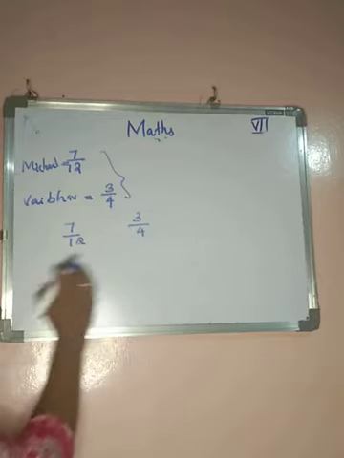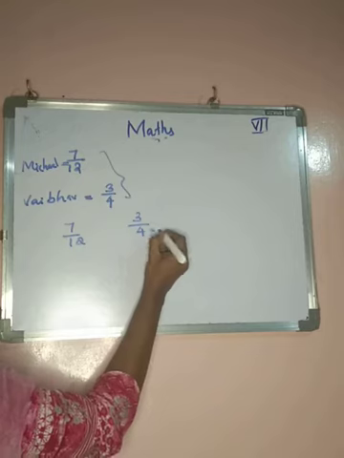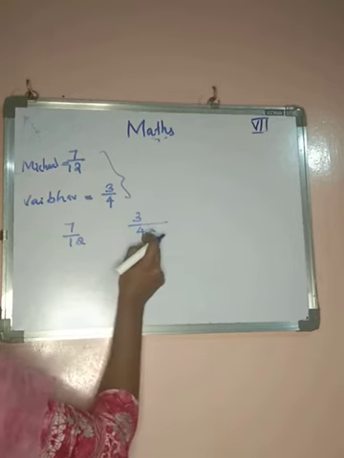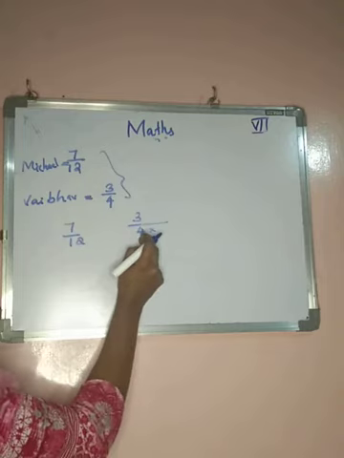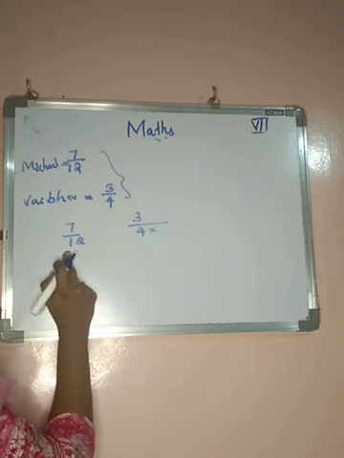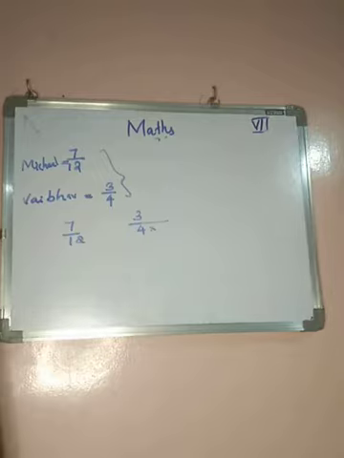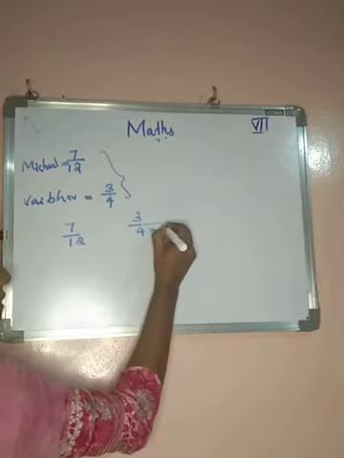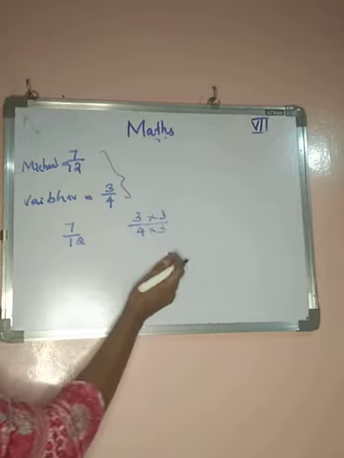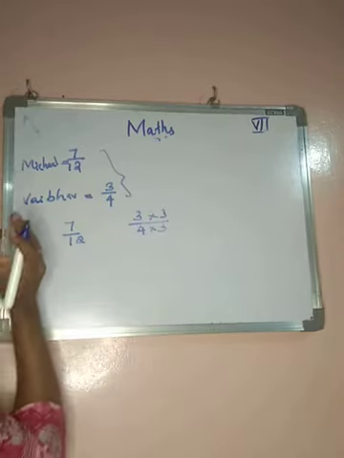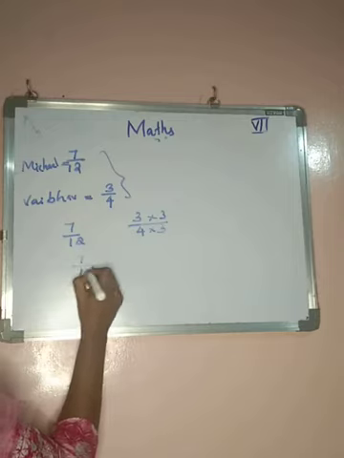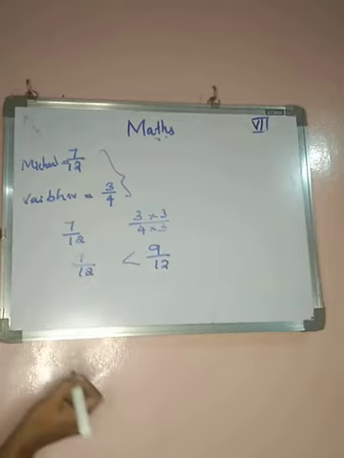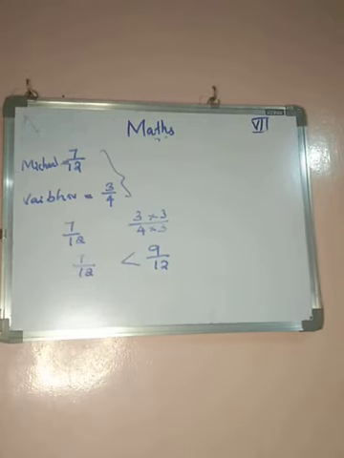First we convert to like fractions so the denominators are the same. The first denominator is 12 and the other one is 4. Converting these to the same, 4 into 3 is equal to 12. So multiplying numerator and denominator by 3, 3/4 becomes 9/12. 7/12 or 9/12, which one is greater? 9/12 is greater.